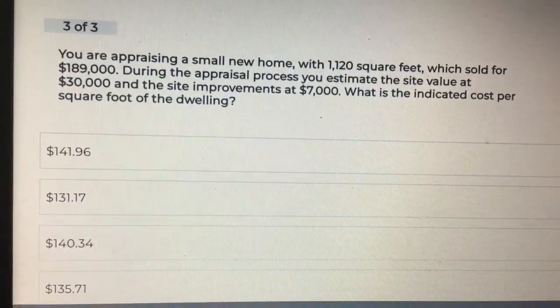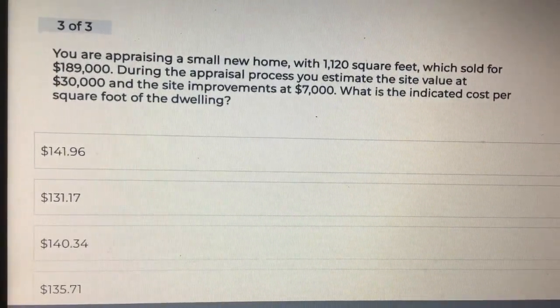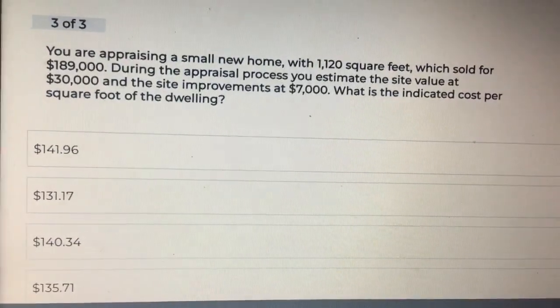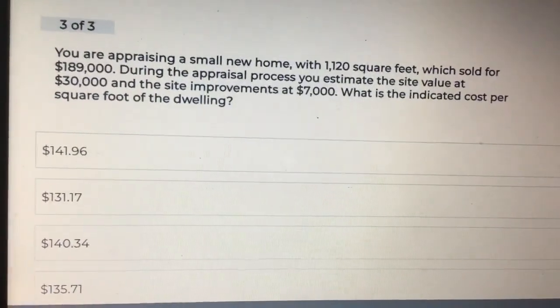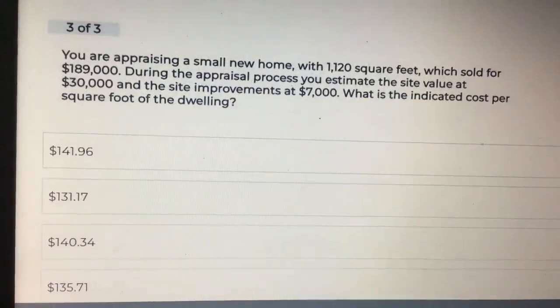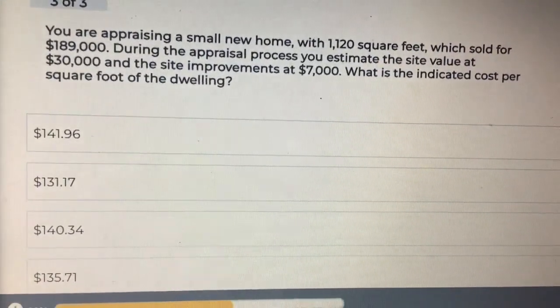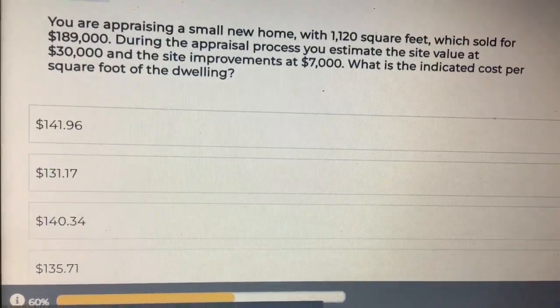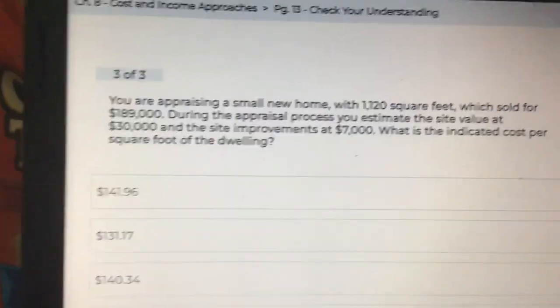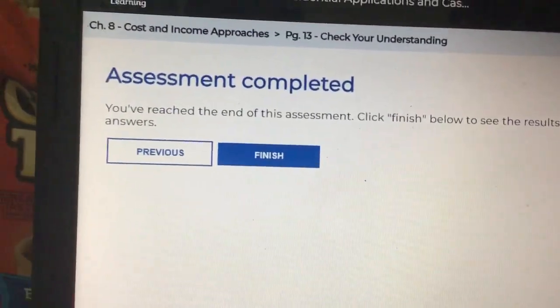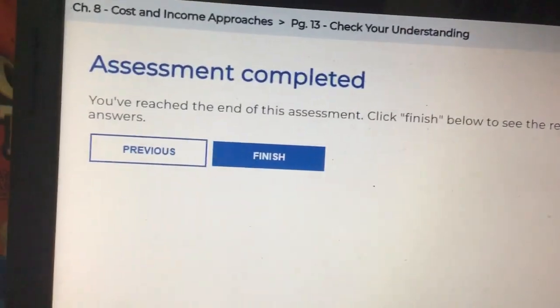189,000 minus site improvements minus 30,000 equals 159, divided by the square feet equals 141.96. I'm going to go A. Assessment completed. Finish.